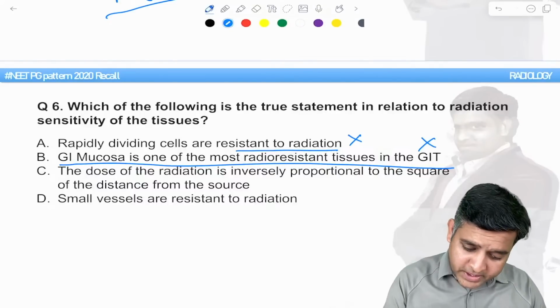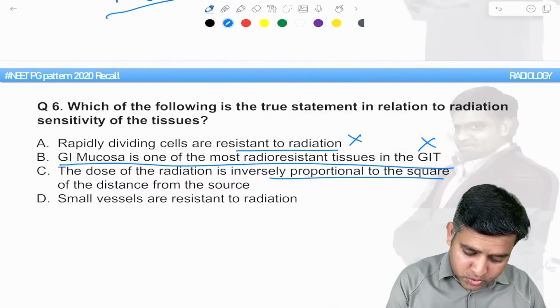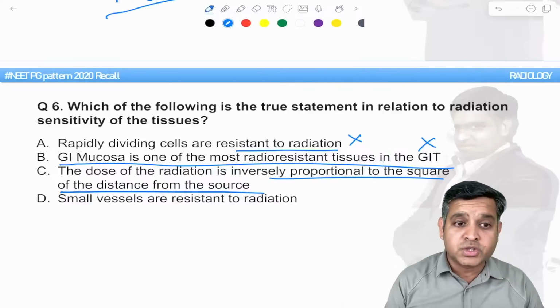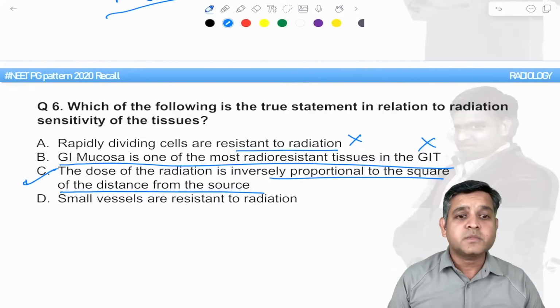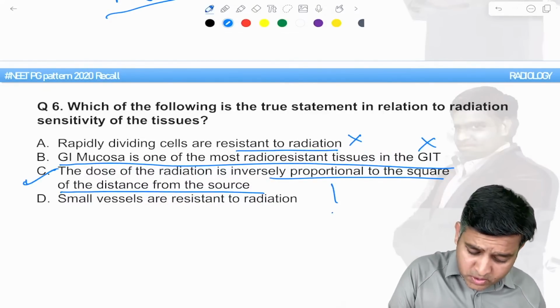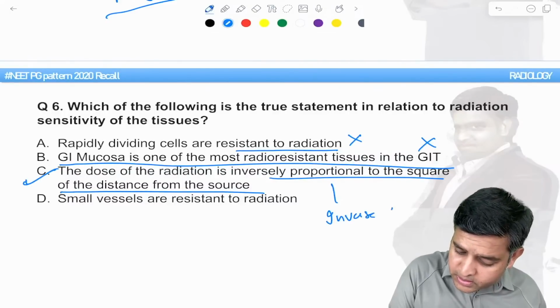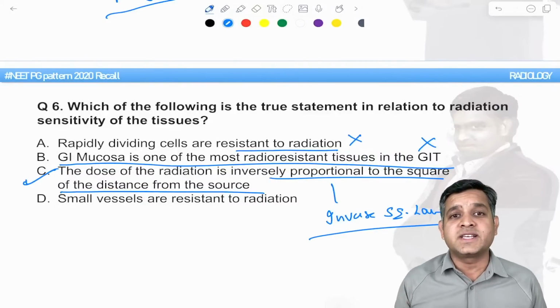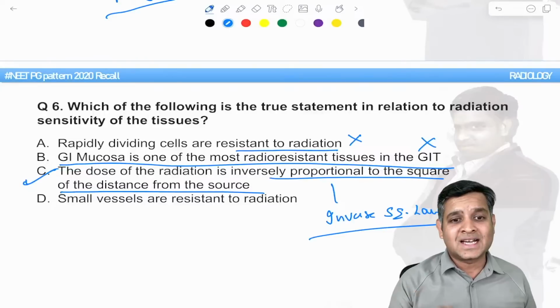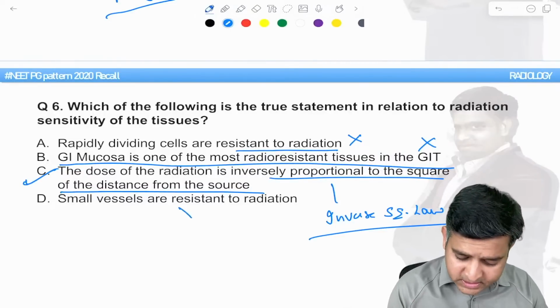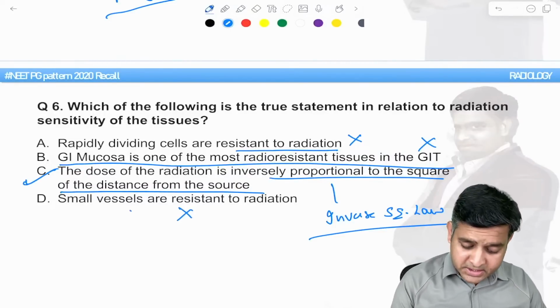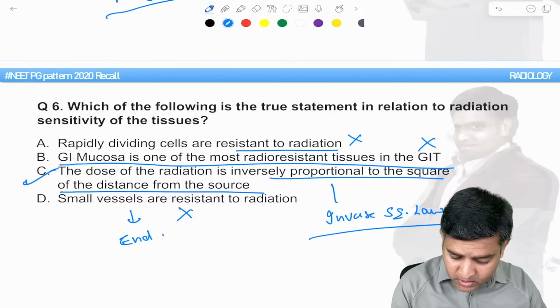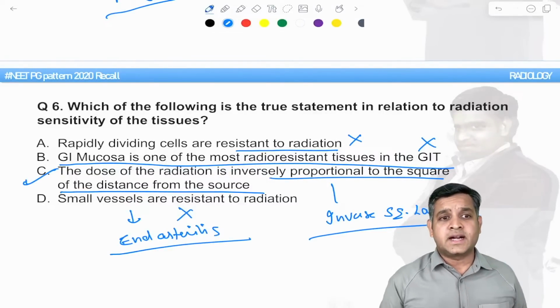The dose of radiation is inversely proportional to the square of the distance from the source. Yes, that is correct, and this is called the inverse square law. The intensity of the radiation decreases by the square of the distance as it increases. Small vessels are resistant? No, small vessels are very sensitive to radiation, and this is called endarteritis.